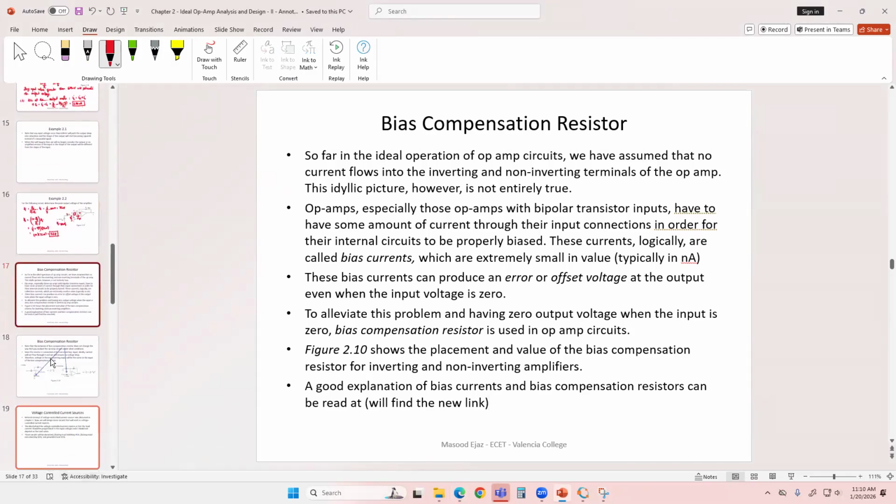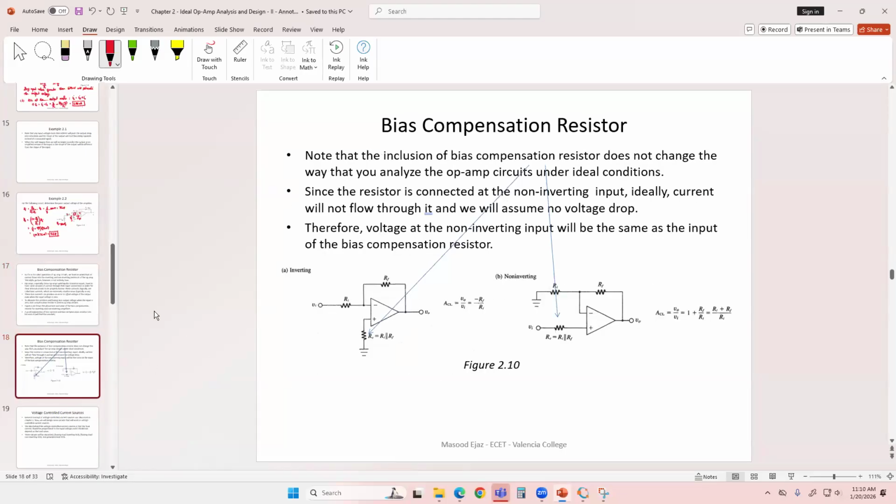Okay, so where are the bias compensation resistors? In the two circuits that we discussed so far, the inverting amplifier and non-inverting amplifier, that's where we put the bias compensation resistor. That's the RC you see in the circuit, example 2.2. That's the bias compensation resistor. It's connected to the non-inverting input, in both the inverting and non-inverting amplifiers. In general, it is taken as a parallel combination of the two resistors in both circuits.